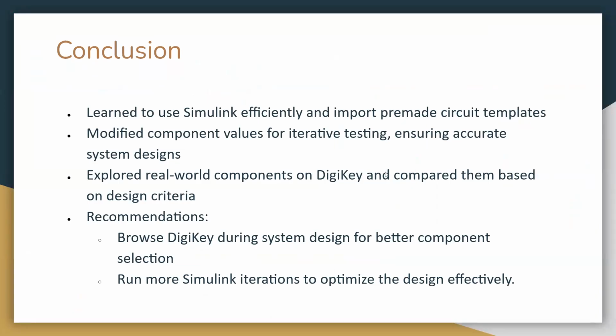So in conclusion, we learned to use Simulink efficiently and import pre-made circuit templates. We were able to modify component values for iterative testing to ensure accurate system designs. We explored real-world components on DigiKey and compared them based on design criteria. Our recommendations are to browse DigiKey during system design for better component selection, and to run more Simulink iterations to optimize the design effectively.